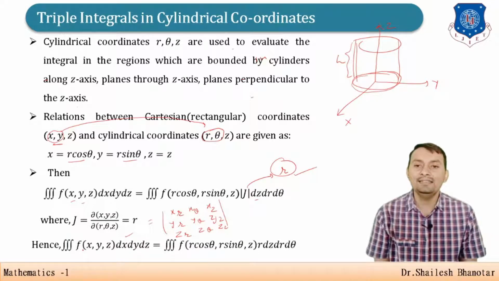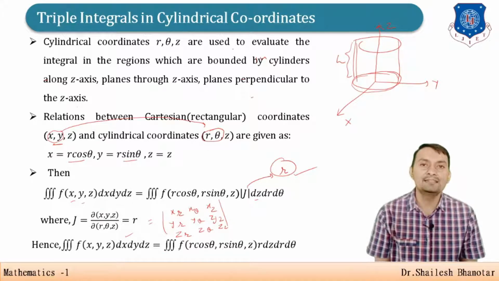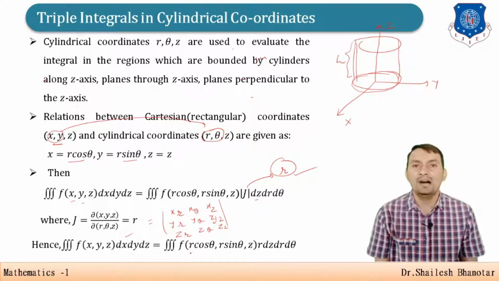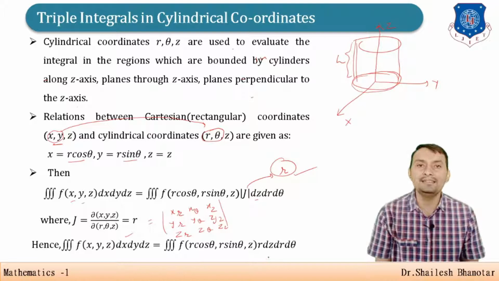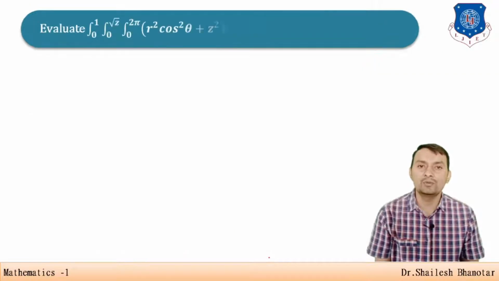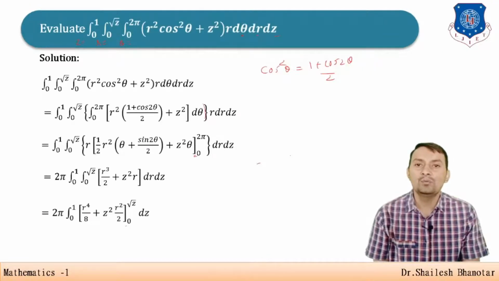So therefore, finally, the triple integration f of xyz dx dy dz can be written as the triple integration f of r cos theta, r sin theta, z, times mod J, which is nothing but r, dz dr and then d theta, and that will be the triple integration when we use cylindrical coordinates. Let us see question number 1.